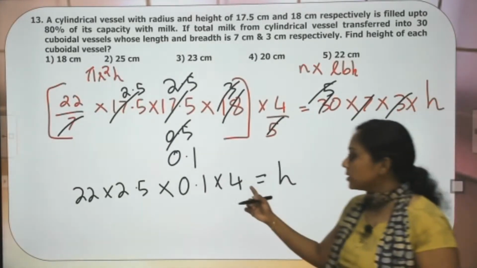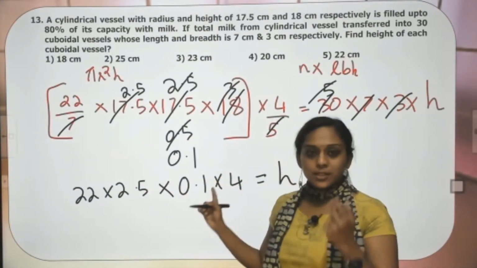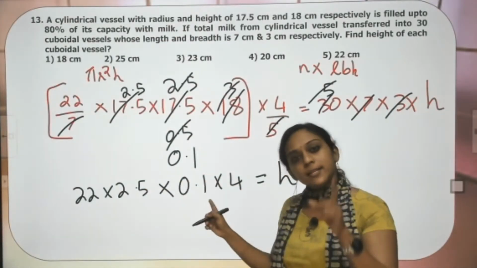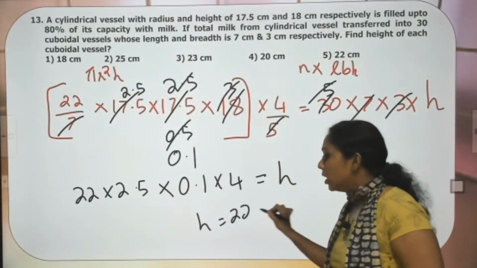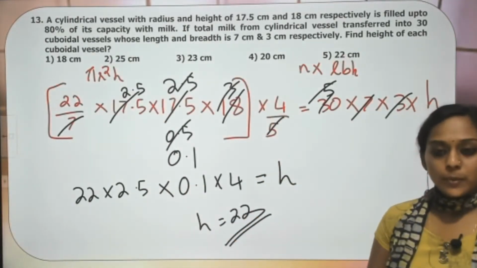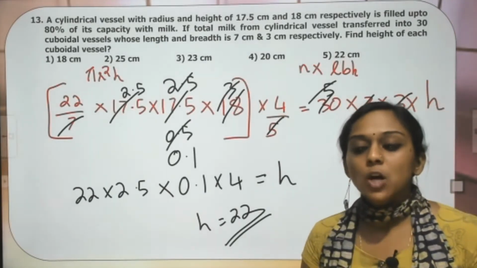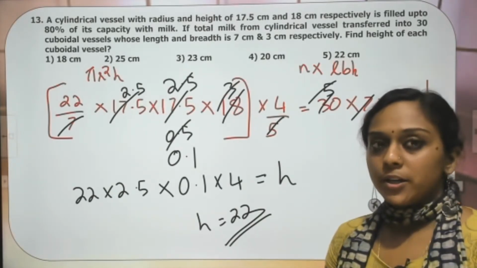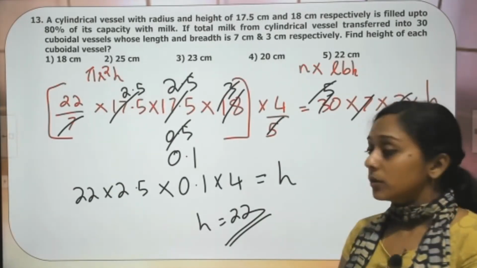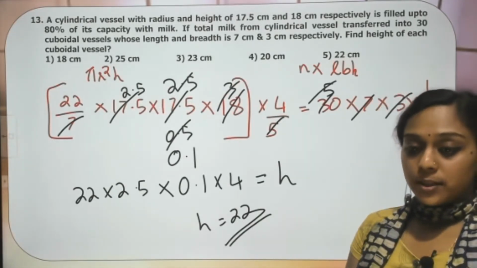So what is this? 2.5 into 4 is 10. 10 into 0.1 is 1. So 22 into 1. So what is H? You will get H as 22. So H is 22, and your answer is option 5. Gauri, please check your answer. Gauri Lakshmi, the answer is option 5, 22.